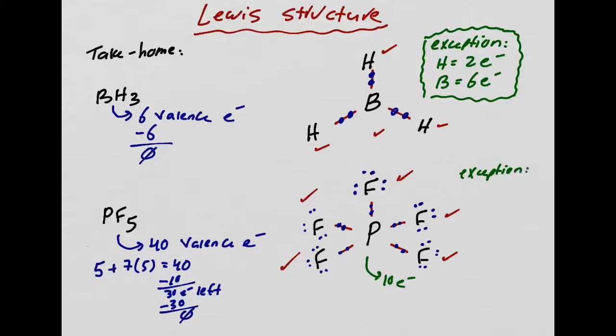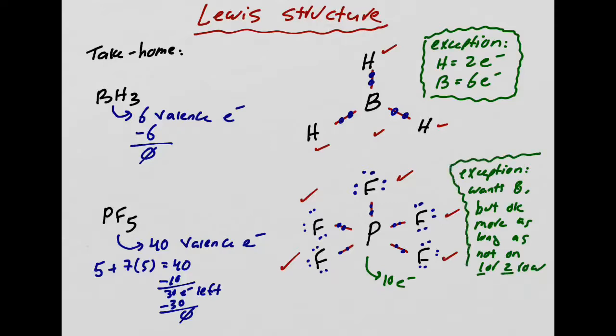We said everyone wants 8, okay? But it's okay to have more than 8. It's okay to have more if you are a third row and below, as long as you are not on a second or the first row. So it's okay to have more as long as you're not on first or second row of the periodic table. So that was another exception.